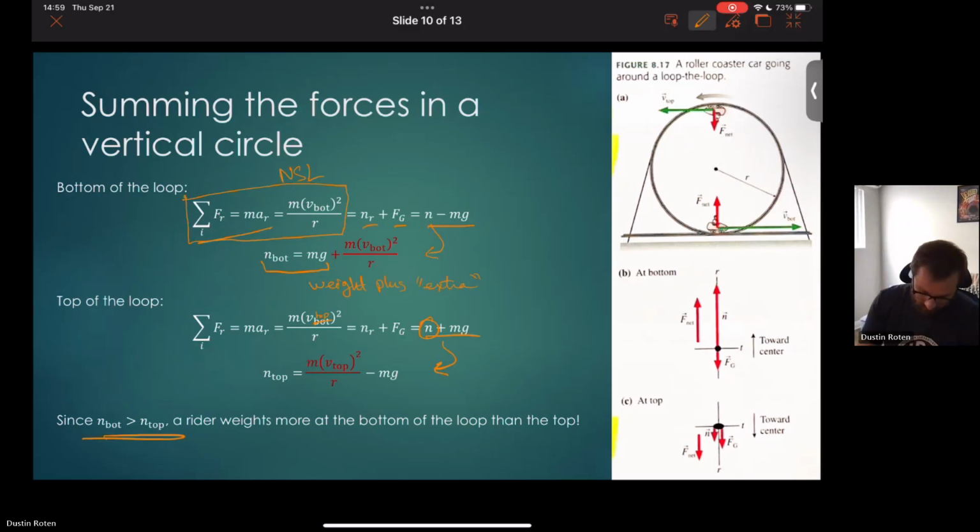Okay, you can write it out and do the math, but when you have A plus B, you get a value, but when you find the difference, A minus B, it's going to be smaller. So here you're at the top, you're going to feel lighter because you're essentially feeling the difference between the normal force and your weight. So that's why a rider weighs more at the bottom than at the top.